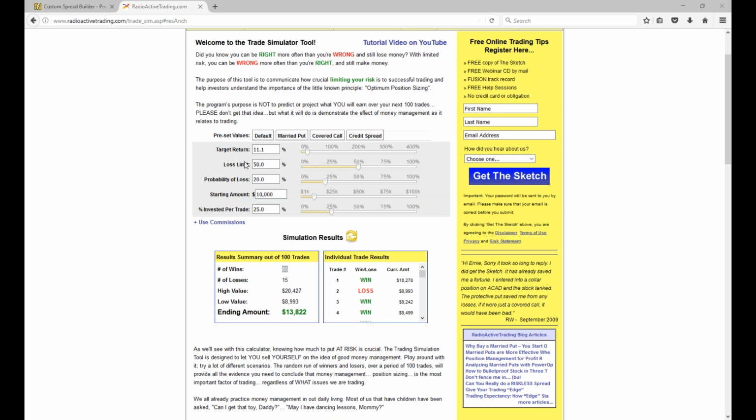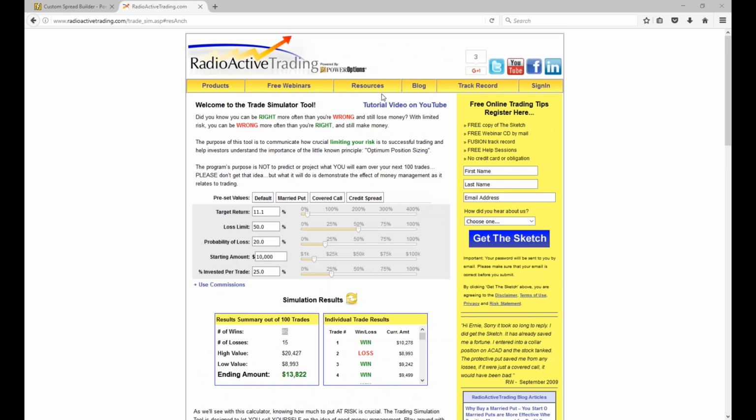So at any time, go to radioactivetrading.com, click on the Resources tab and go to the Trade Simulator. Run your risk-reward tolerances, your target goals for your returns, your loss limit, your probability of loss, okay, and how much you'd invest per trade, and see how this pans out. You can add commissions as well. This might answer why you feel you're not getting ahead doing credit spreads.